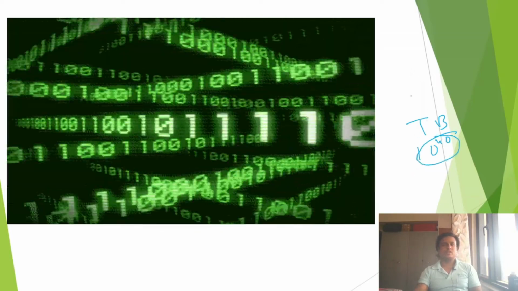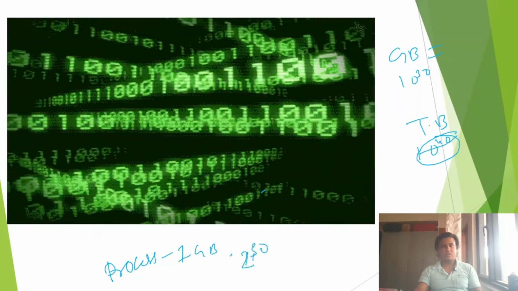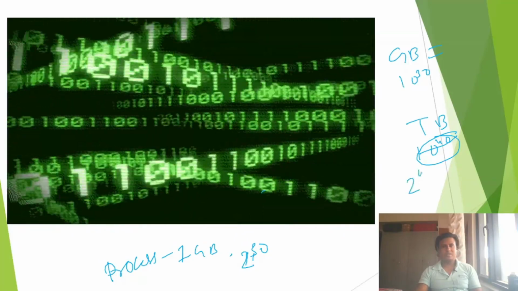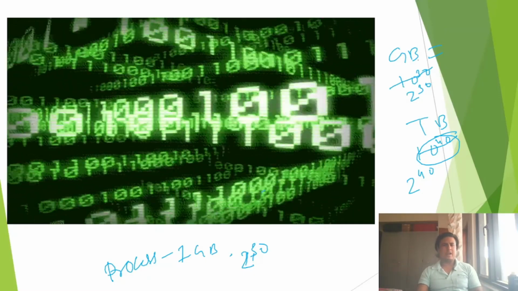Terabits means 2 to the power 40. You already know this, I guess. So GBs mean 2 to the power 30. Imagine that the process here is your 1 GB. So suppose your process is 1 GB. It will have 2 to the power 30 bits, not 10 to the power 40, 2 to the power 40. Okay, 2 to the power 40 bits. It's all because we are dealing with binary. So it will have 2 to the power 30 bits.